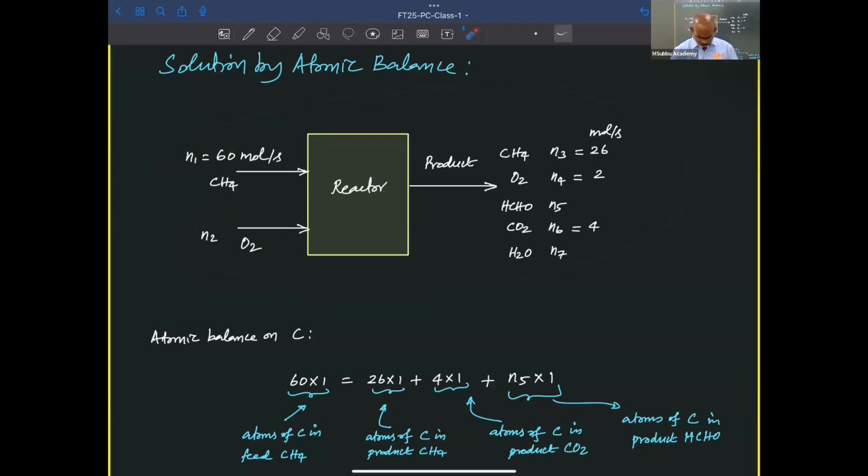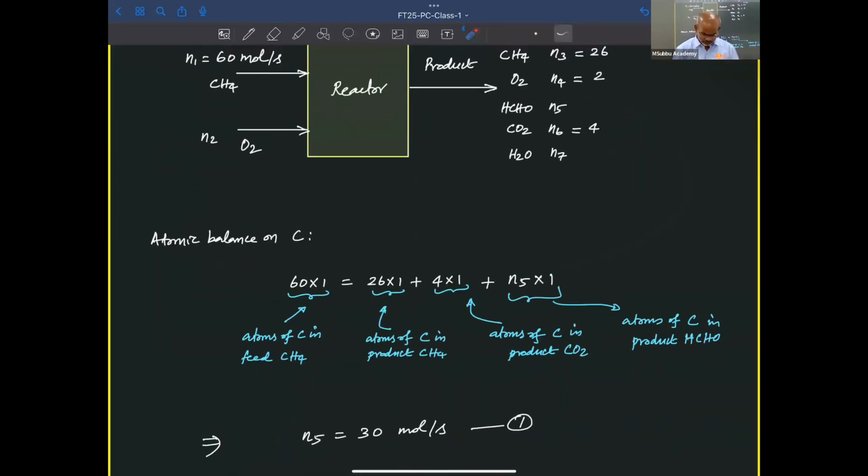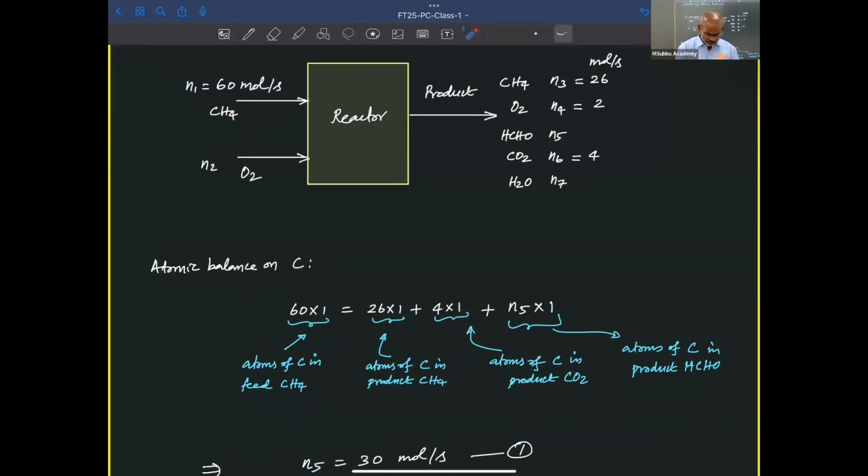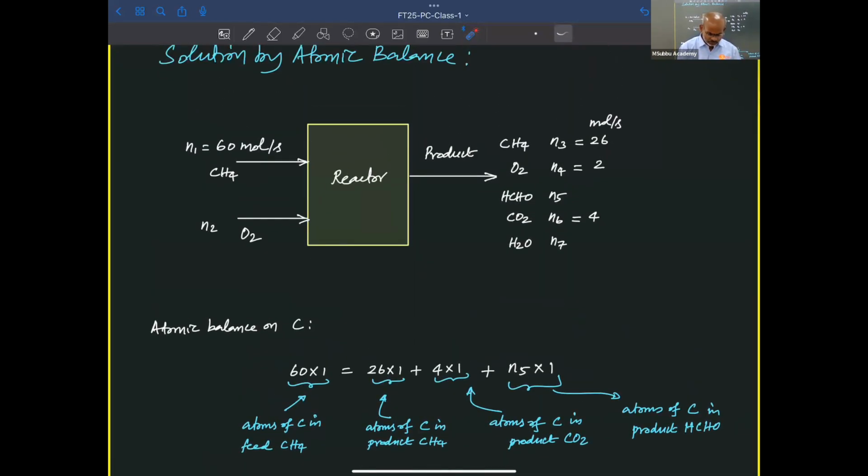So now let us write the balance on C. How much C is entering here? In 60 mole per second of CH4, there are 60 gram atoms of carbon available. So it is simply 60 multiplied by 1, since 1 methane has 1 C. That's it. So 60 into 1 is the gram atom of carbon entering with methane.